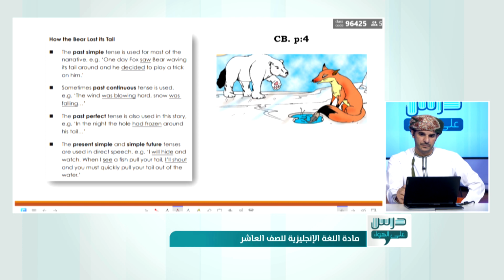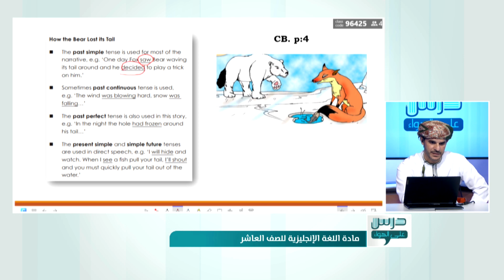Let's take some examples of these tenses from the stories that you have already studied before the last session. Past simple, concerning this story on page 4 of your class book, How the Bear Lost His Tail. Look here. One day Fox saw Bear waving its tail around and he decided. These verbs are in the past tense. Sometimes past continuous tense is used. The wind was blowing hard and snow was falling.